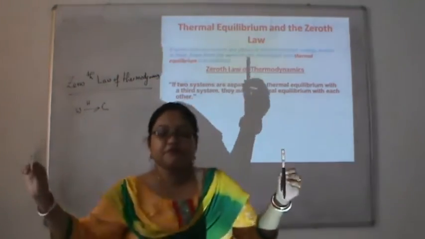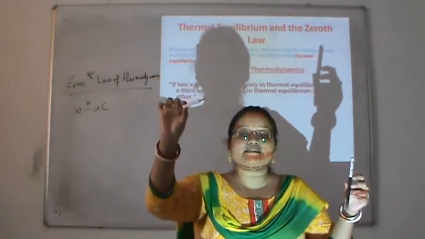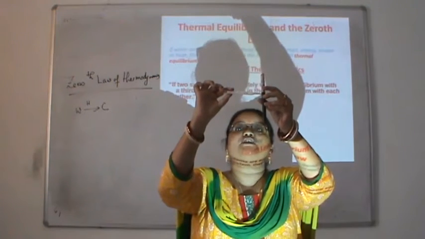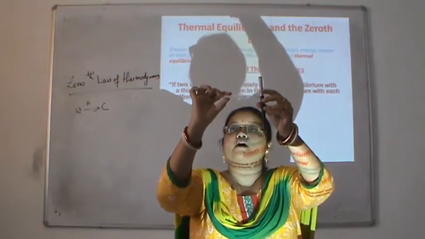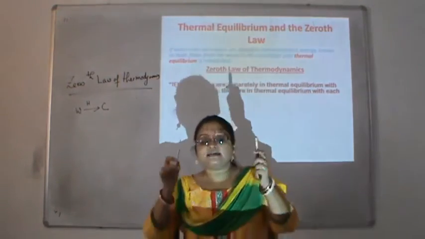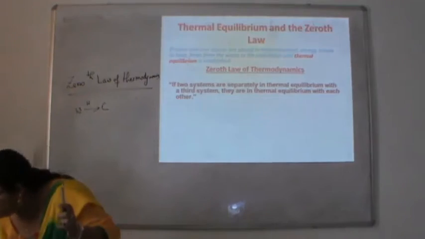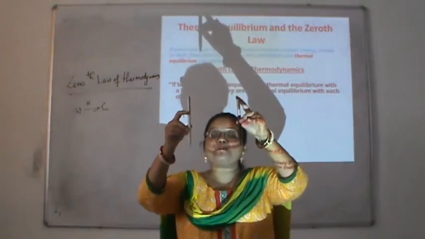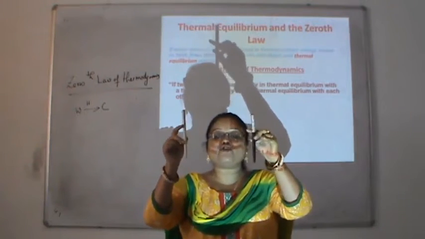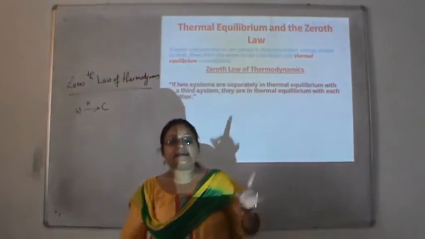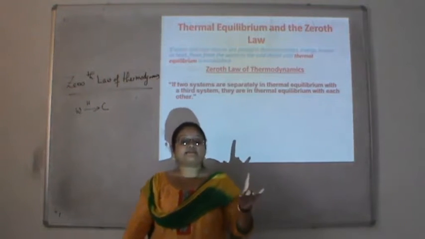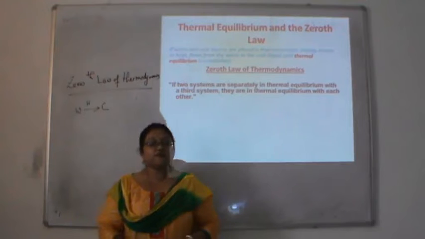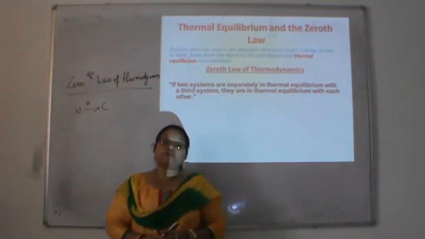Now, if we attach this thermometer to this, and we get the same reading of 37 degrees, that means these two, object A and object C, have the same temperature. They are in thermal equilibrium. If two systems are separately in thermal equilibrium with a third system, they are in thermal equilibrium with each other. That is the statement of the zeroth law of thermodynamics.